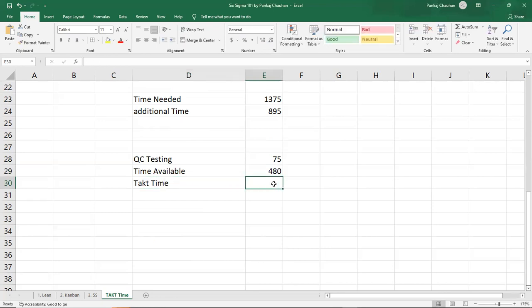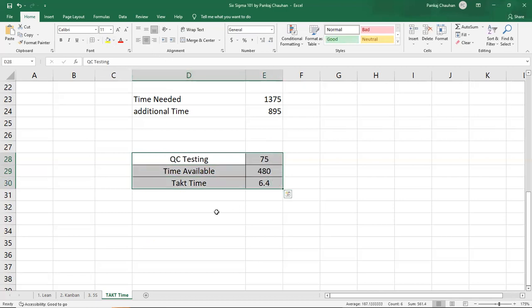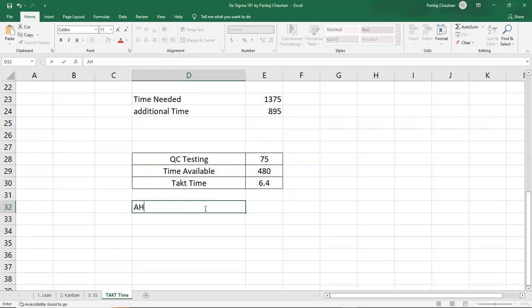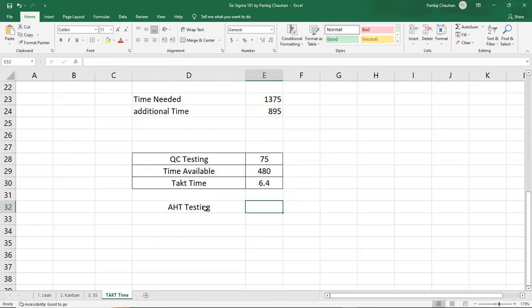What is the speed you have to maintain? Each product, when you have to test, will take how much time? So total time available is 480 minutes. Demand is 75. So each product must be tested in not more than 6.4 minutes. Let's say AHT, average handling time for the testing, assume it's 10 minutes.